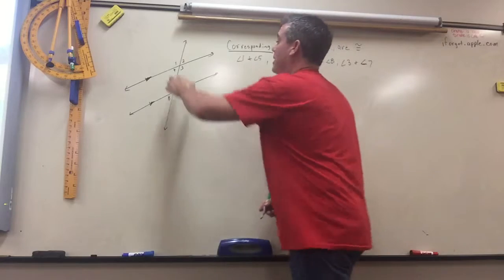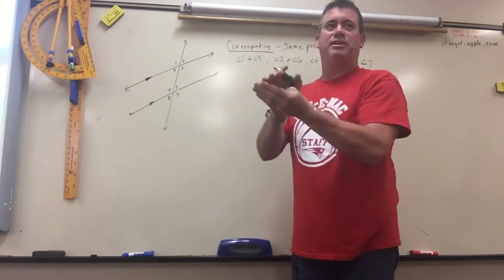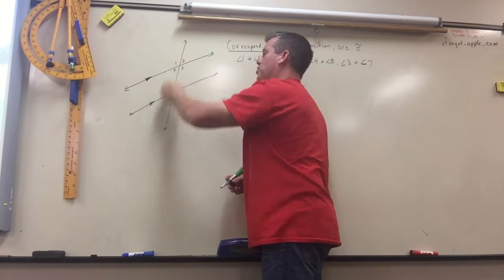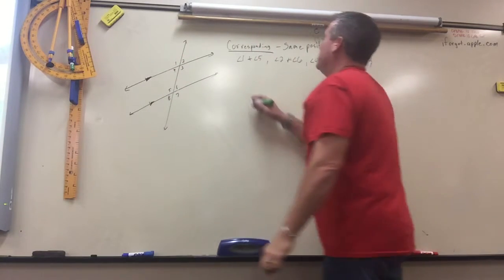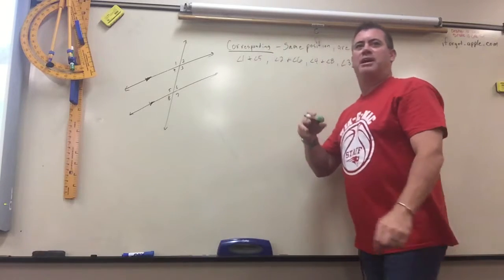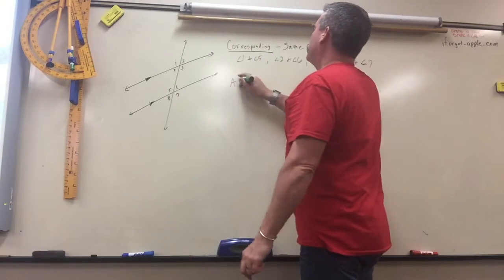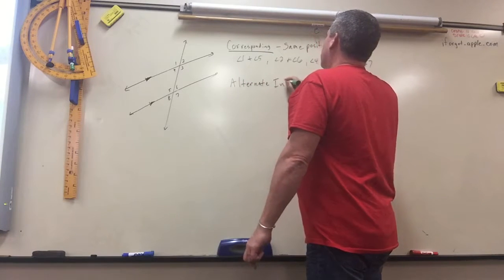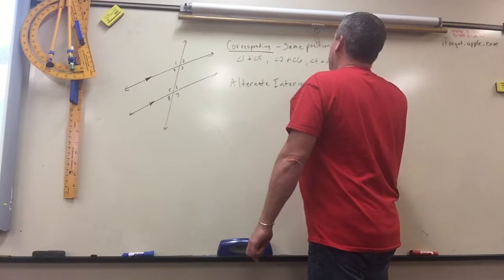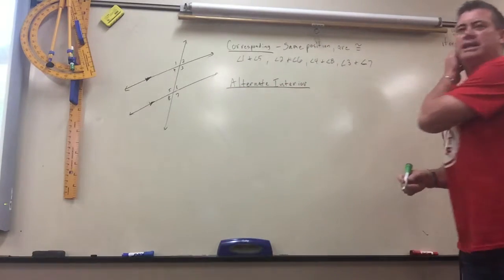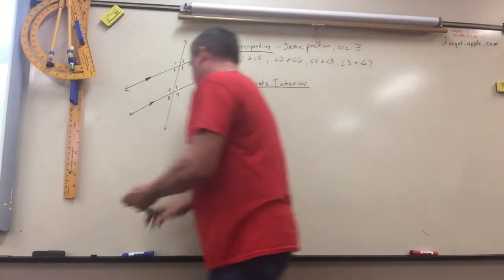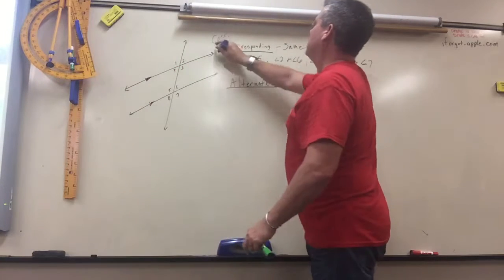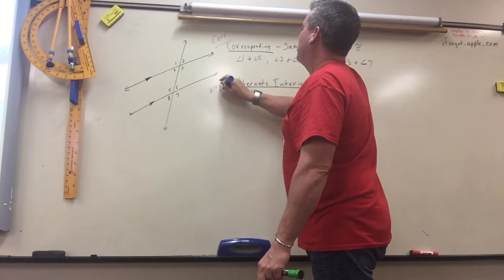Now, inside angles, you guys know there's interior and exterior? 3 and 4 and 5 and 6 are interior, 1, 2, 8, and 7 are exterior. So the other type, the second most common that is used, are called alternate interior. And when you're writing these down, corresponding, you can just abbreviate CORR. Alternate interior, you can write alt int.